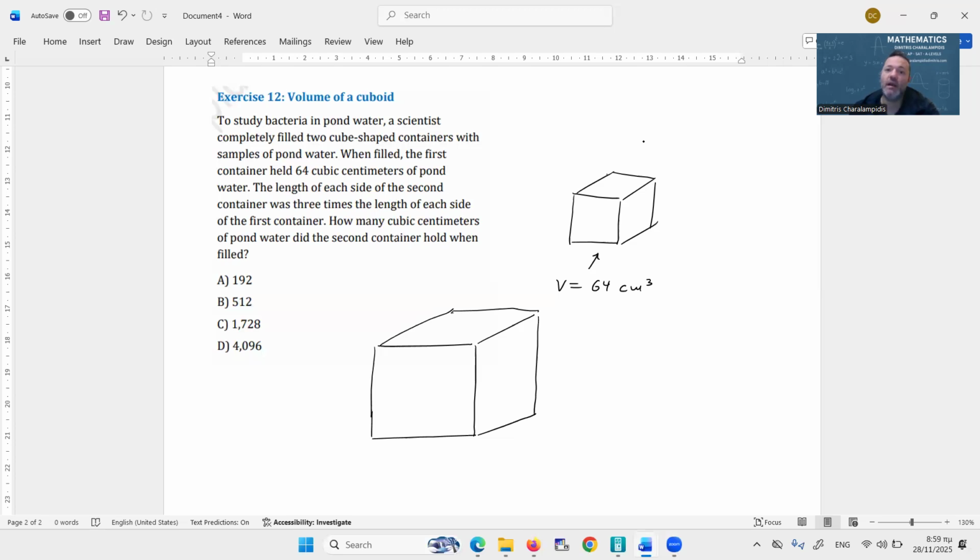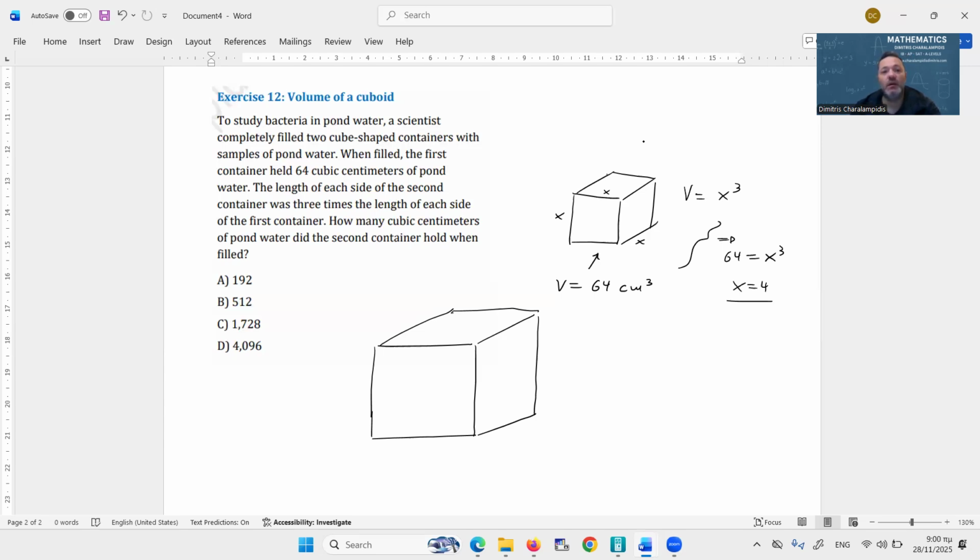Through its volume. I know that in a cuboid, in a cube basically, all sides are equal. And we know that the volume of a cube is given by multiplying the three sides, length, width, height. In this case, they are all equal to x, so the volume would be given by x cubed. But since we know that volume is equal to 64, this means that 64 is equal to x cubed, which means that x should be 4.